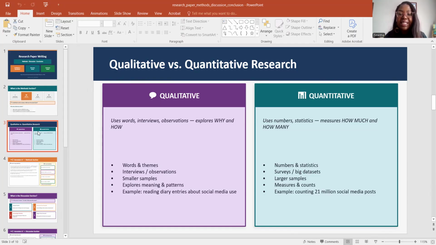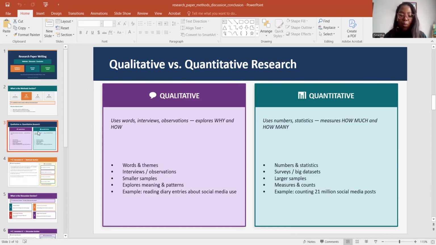Quantitative is collecting numbers, and quantitative is usually much larger. It's when you want to find out the largest scope of a situation. So, for example, at AUIS, we have about 2,000 students. Right now, all of them are doing classes online.